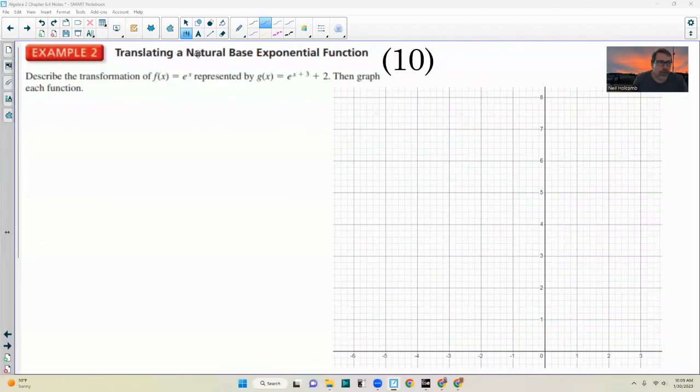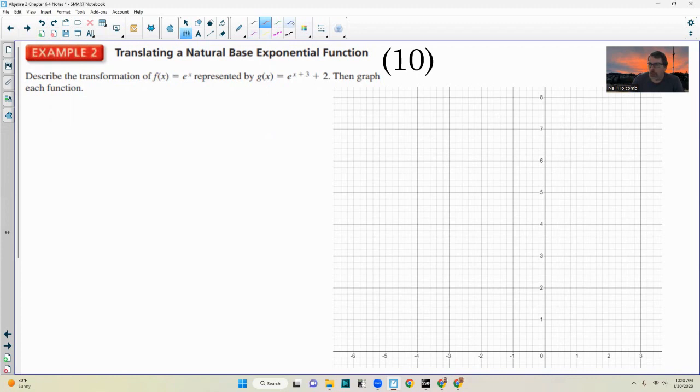Okay, here we go again. Translating a natural base exponent function. Describe the transformation of f of x equals base e to the x. So that's the natural base. The inverse is the log. It's base e. Remember Euler's number, represented by g of x equals e to the x plus 3 plus 2.